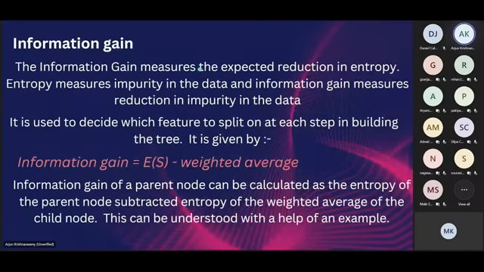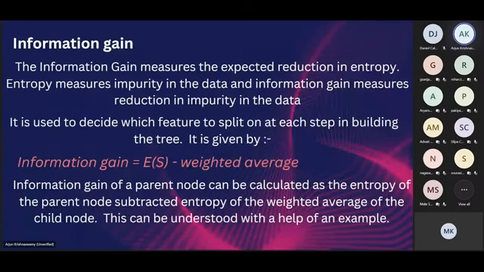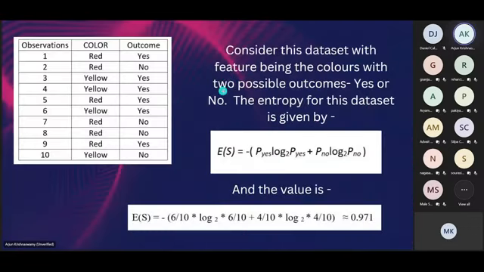Before we move further, I have another Slido question for you. Before the Slido question, I'll just show you the formula for information gain as a recap. It is initial entropy minus the weighted average. I'll move to the Slido question.